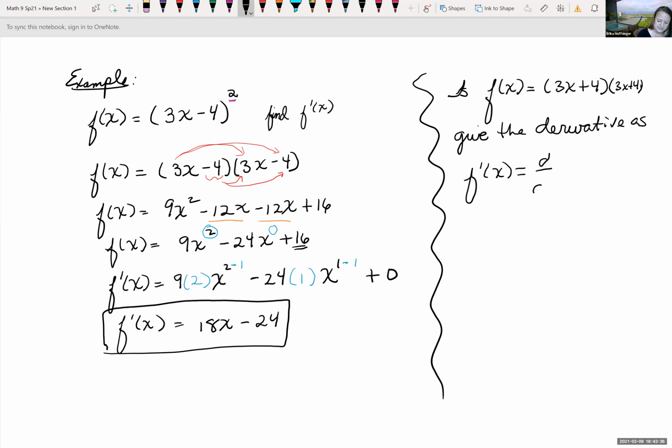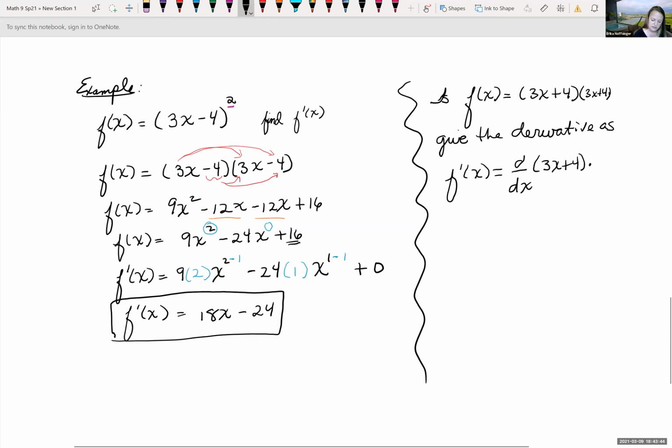So I can write that as d dx of the first, 3x plus 4, times the derivative of the second function. So if this was limits, we could break it down like this, and we had multiplication of two functions. But I want to know, can I do this with derivatives? Can I just take the derivative of the first times the derivative of the second?